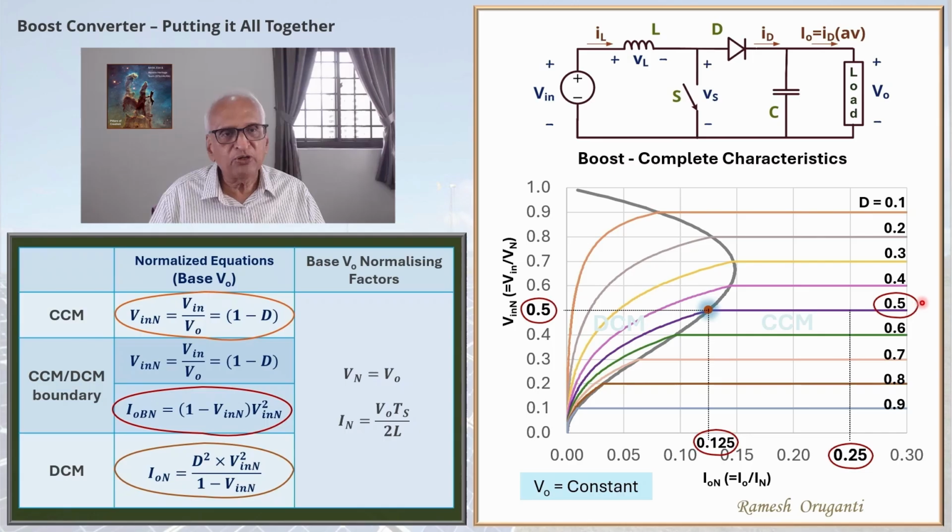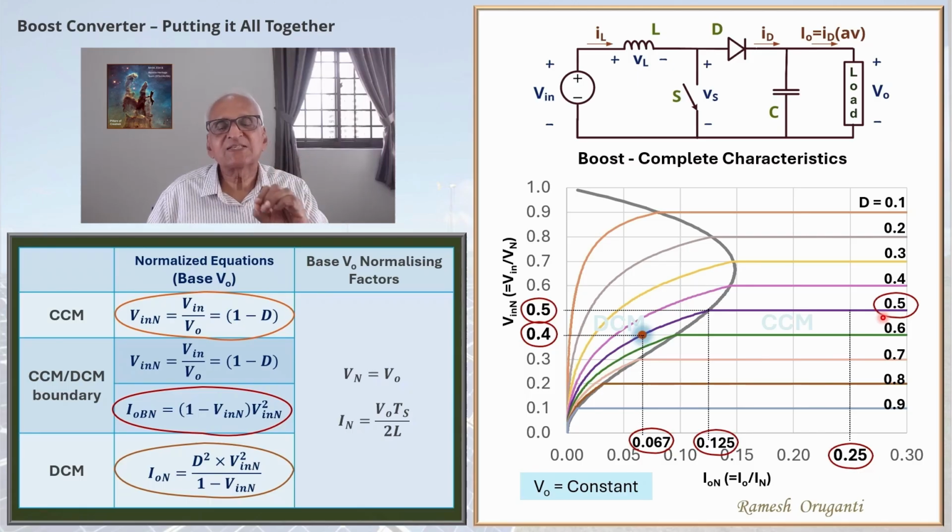Now if we follow along this curve, we can reach this point. Here the normalized output current is 0.067 and the normalized input voltage is 0.4. So how do we interpret this operating point? What we are meaning is, if the normalized input voltage is 0.4 and if the normalized output current is 0.067, then the duty cycle will automatically become 0.5 in order to maintain the same output voltage.